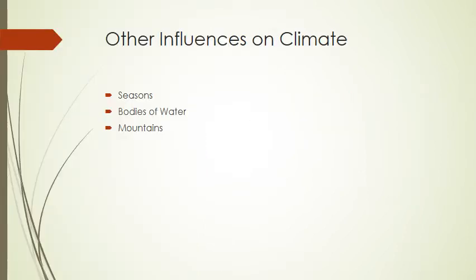There are a bunch of other influences on climate, though. You got seasons, bodies of water, mountains. All of these are abiotic factors. What does it mean to be abiotic? Without life. So seasons, bodies of water, mountains, doesn't depend on life. It just happens.